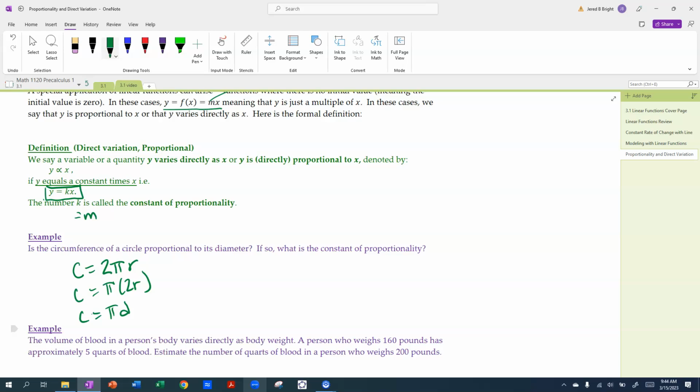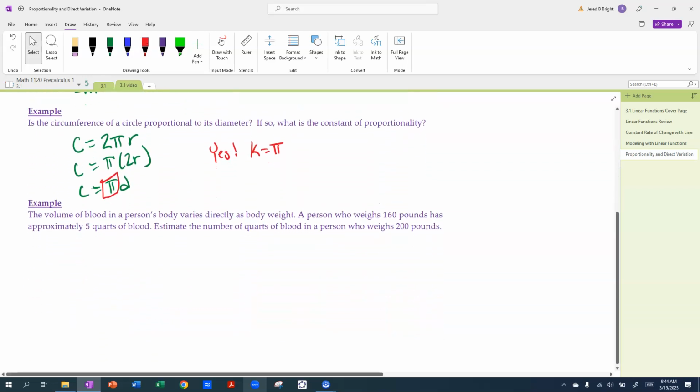Is circumference equal to a multiple of the diameter? Yeah, in fact it is. And the constant of proportionality is pi. So yes, k is equal to pi. All right. So look for those proportional situations where you have a linear relationship, an exponent of 1 on each unknown variable, and then one of them has to be multiplied by a constant.